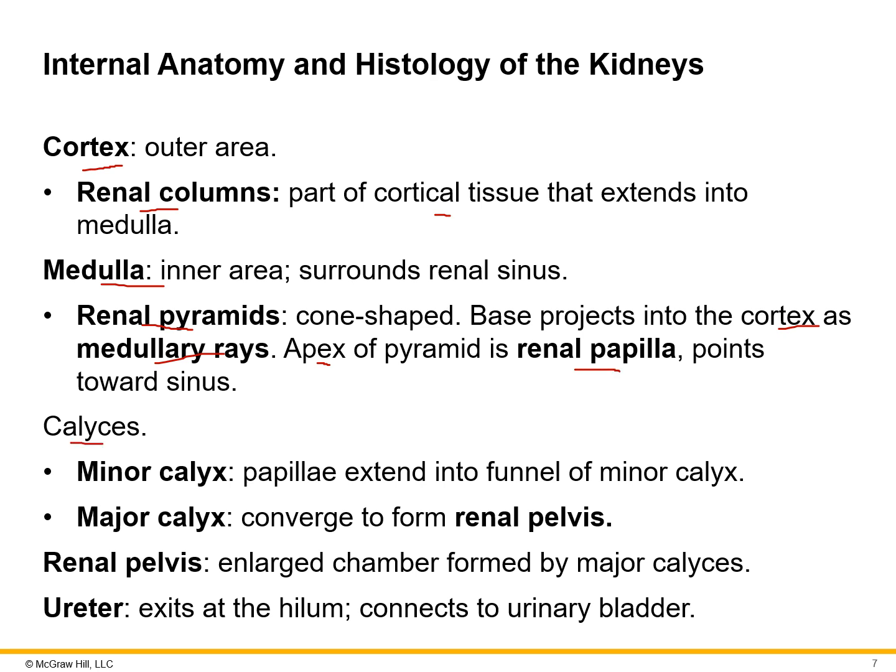There are two calyces. The minor calyx is where the papilla extend out into a funnel, and then the minor calyces converge to form the major calyx, and those form what's called the renal pelvis. And that renal pelvis is an enlarged chamber formed by the major calyces, and then ultimately the ureter exits at the hilum and connects it to the bladder.